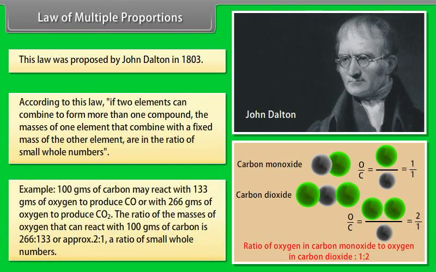Example: 100 grams of carbon may react with 133 grams of oxygen to produce CO, or with 266 grams of oxygen to produce CO2. The ratio of the masses of oxygen that can react with 100 grams of carbon is 266:133, or approximately 2:1, a ratio of small whole numbers.